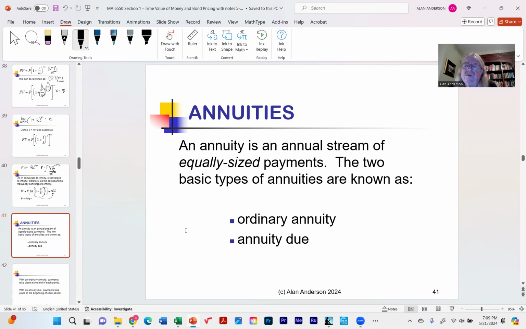Now, these can be structured in one of two ways. The first type is called the ordinary annuity, as you can see, and the second is the annuity due. What really separates them is when the payments start. Basically, with the ordinary annuity, which is the one you see the most often, by the way, the payments start next year, and with the annuity due, payments start right away.